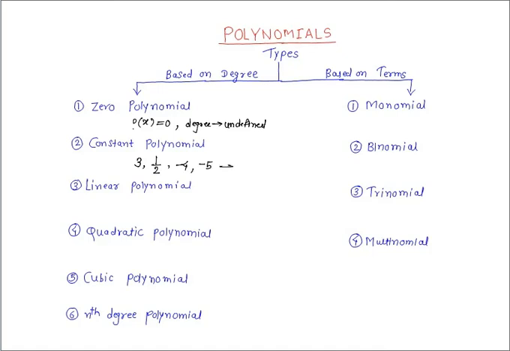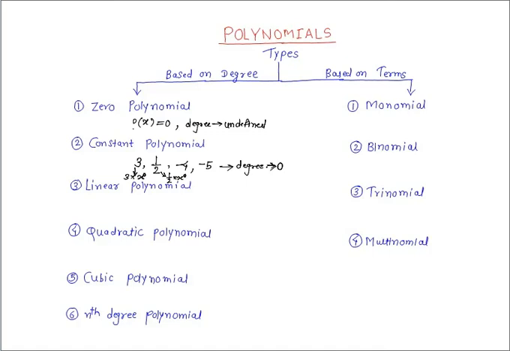And what is the degree of the constant polynomial? It is 0. Why 0? Because this 3 can be written as 3 into x raised to the power 0. 1 by 2 can be written as 1 by 2 into x raised to the power 0. So what is the power of the variable here? 0. Hence 0 is the degree of the constant polynomial.